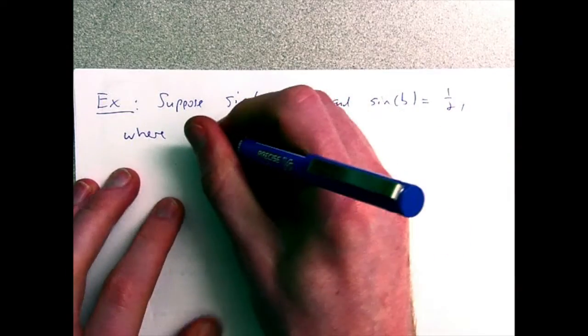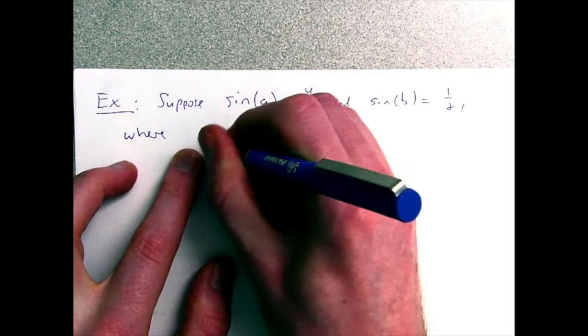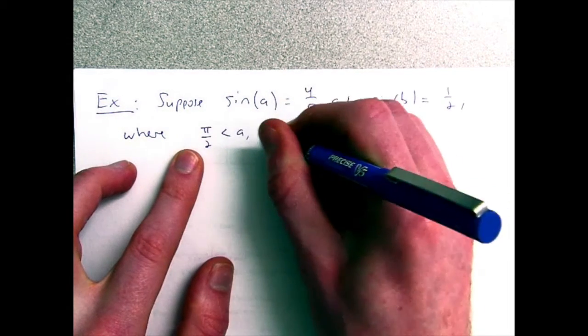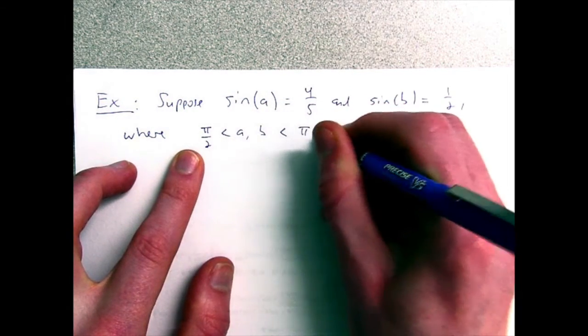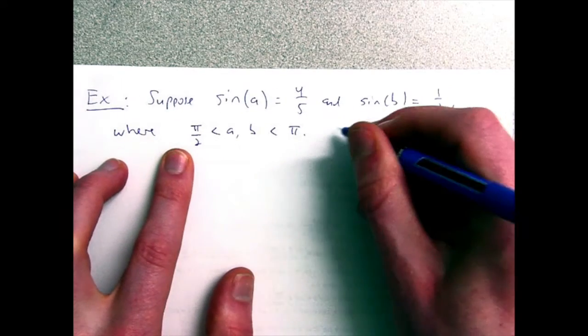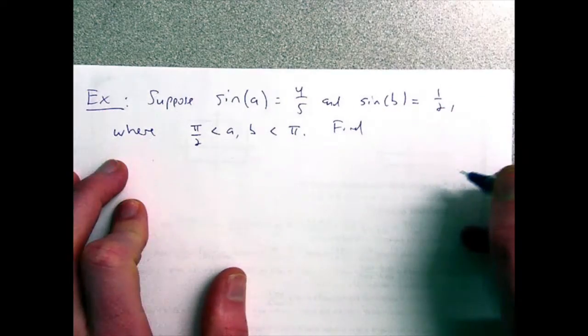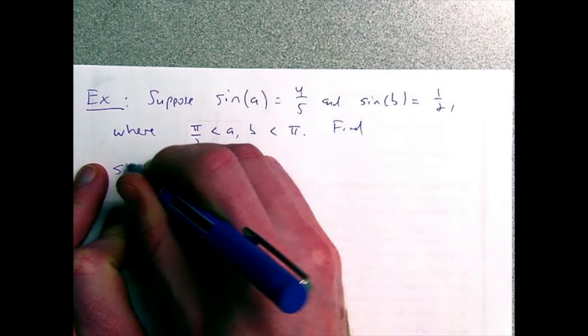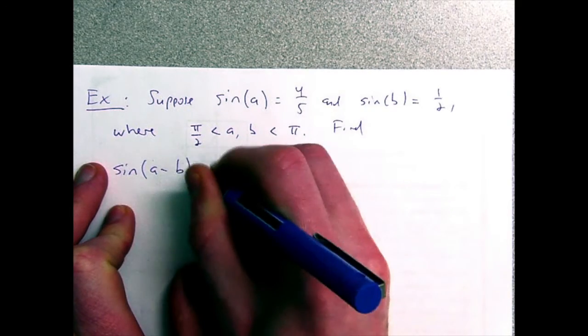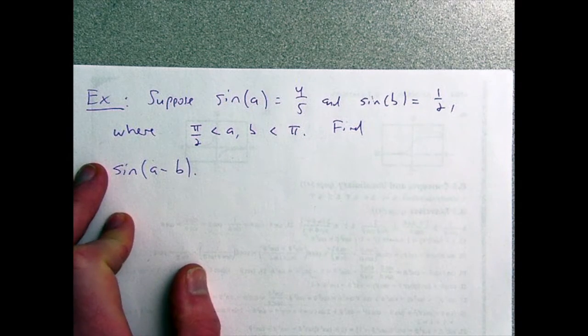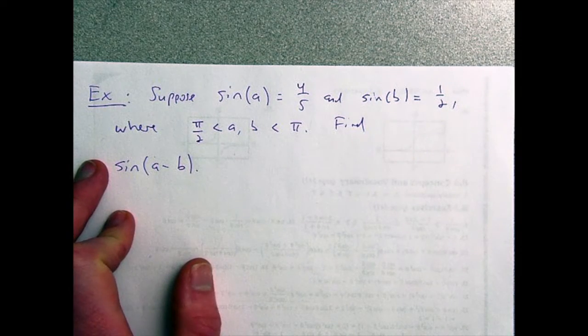Where pi over 2 is less than A and B is less than pi. Okay? Find sine of A minus B. Okay? So that's the question. So what in the world do you do with this?